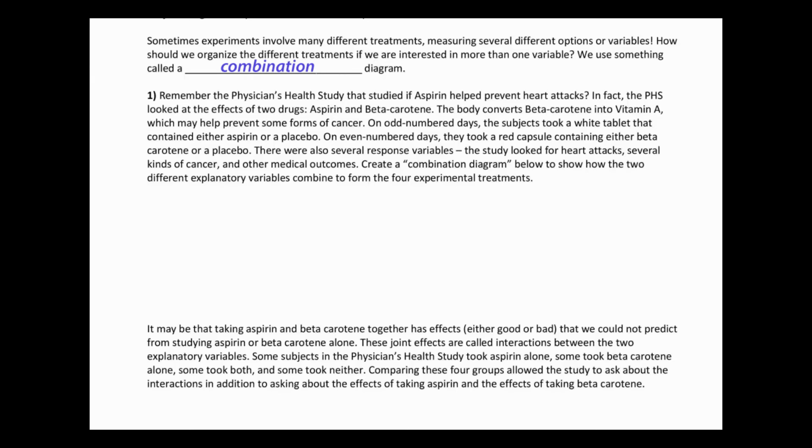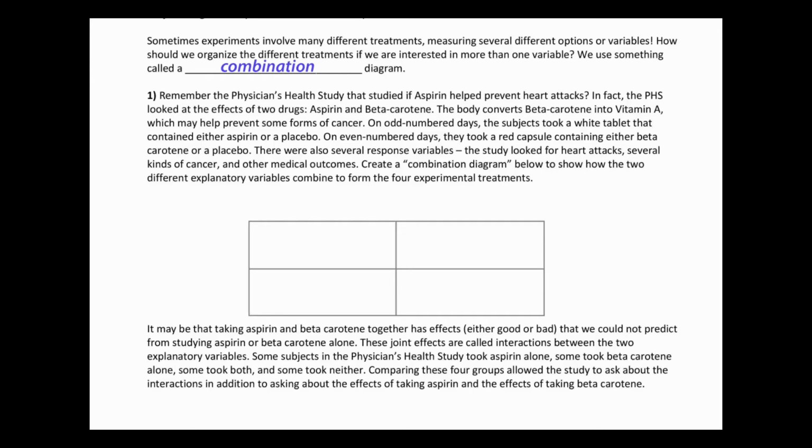So we just had two variables. We had beta-carotene, we had aspirin. So what we're going to make is a 2x2 grid. It's going to have two sides. And one of those sides is for our first variable. So that might be over here. The other side might be for our second variable. And you're going to see here that they're going to cross in certain ways. That's what makes it two-dimensional, makes it a grid.